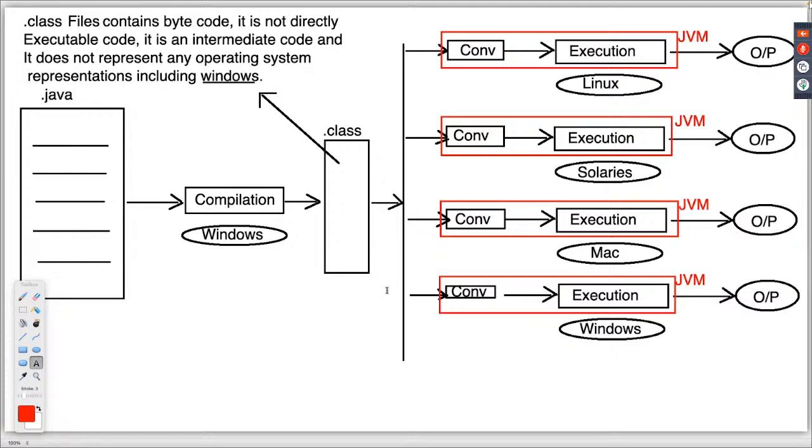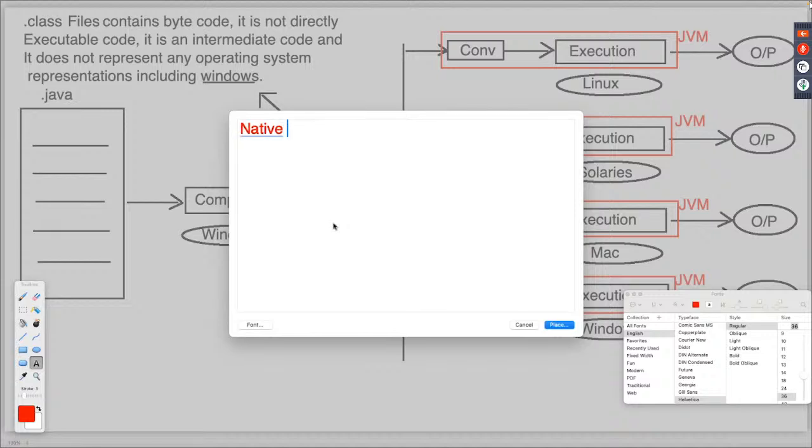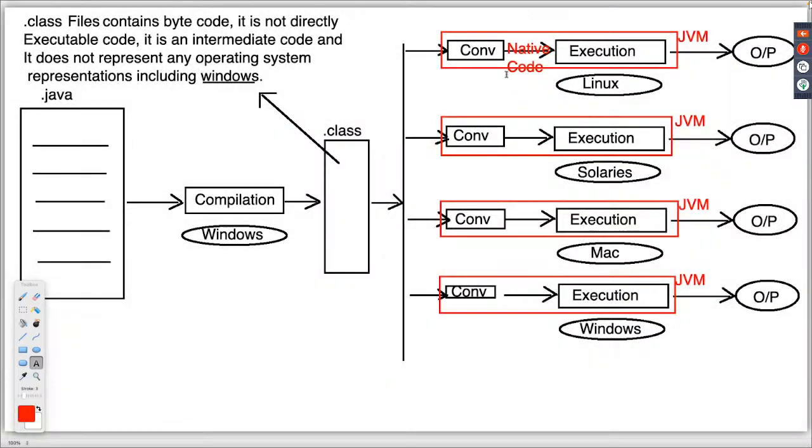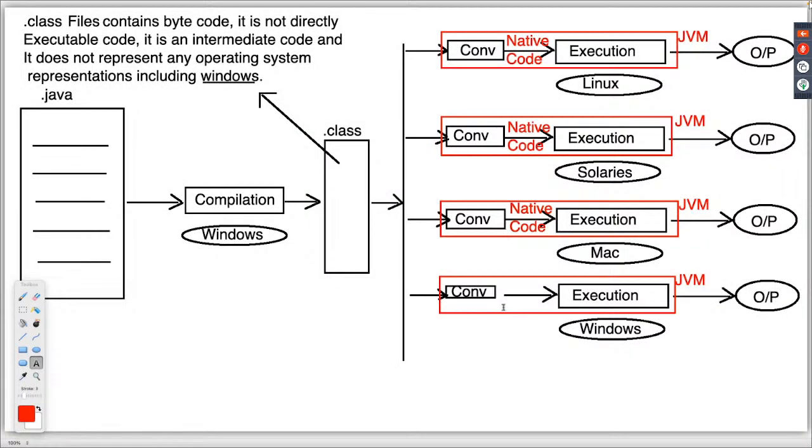That translated bytecode with the local operating system representation is called native code. That is called what there? Native code. Understand it clearly. The translated bytecode is nothing but what code here? Native code. Everybody understand it clearly.